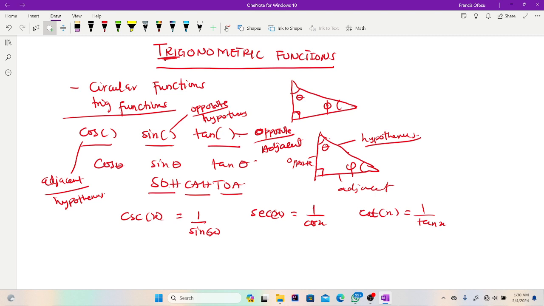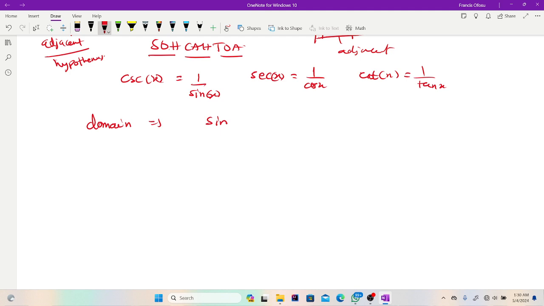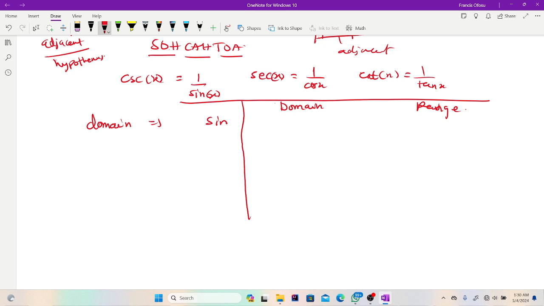As we were doing in the previous lectures, let's find the domain and range of some of the trig functions. So the domain of, let's say, sine. I'll write it this way: I have sine here, this is my domain, and this will be my range portion. So what's the domain of sine?